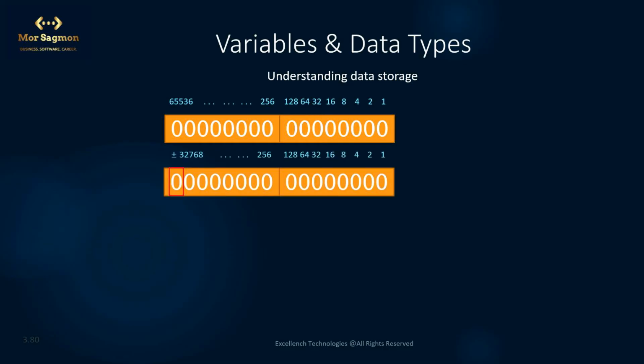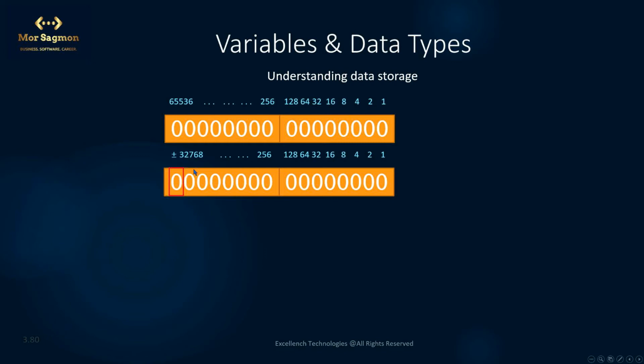However, we must consider representing also negative numbers. For that, we sacrifice the most significant bit, which is the leftmost bit here, to represent the negative sign in case we are representing signed numbers as opposed to unsigned numbers. So with unsigned numbers, we use all of the bits available to represent positive numbers only.